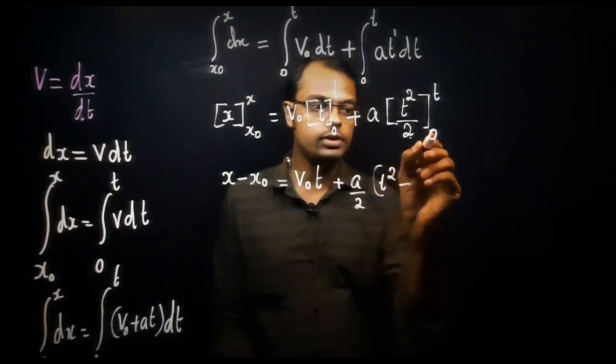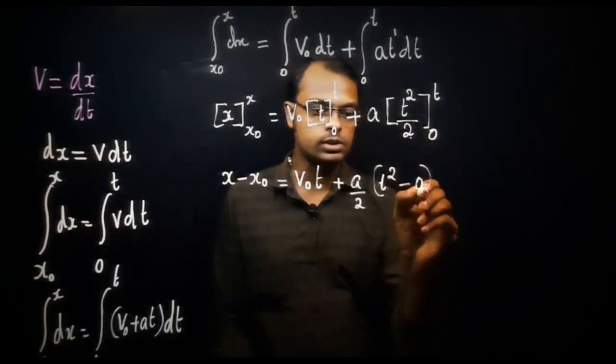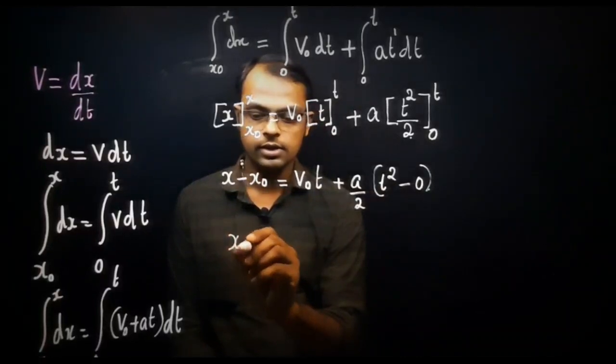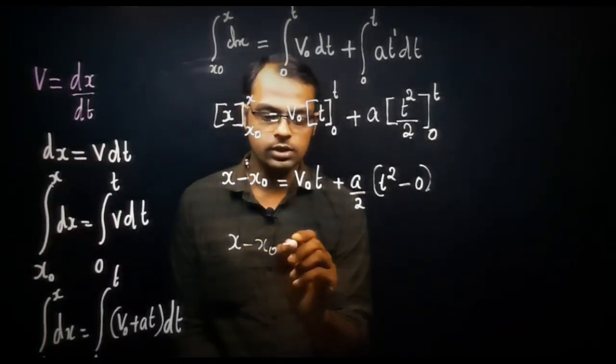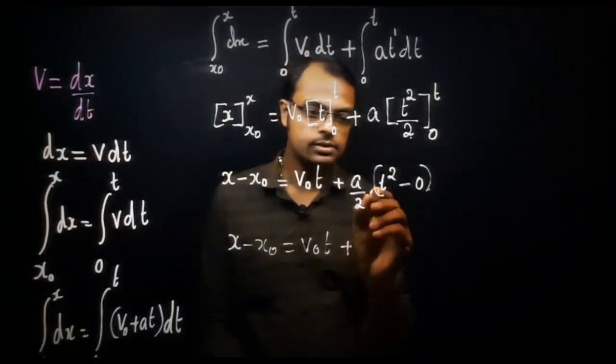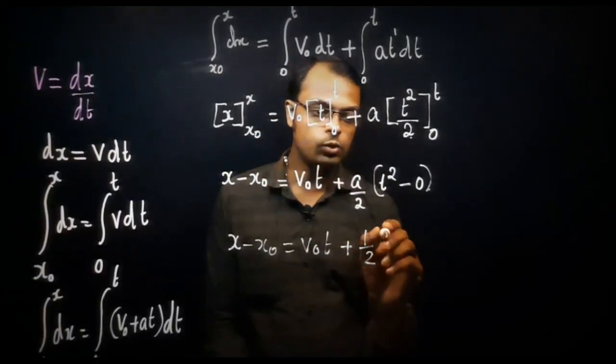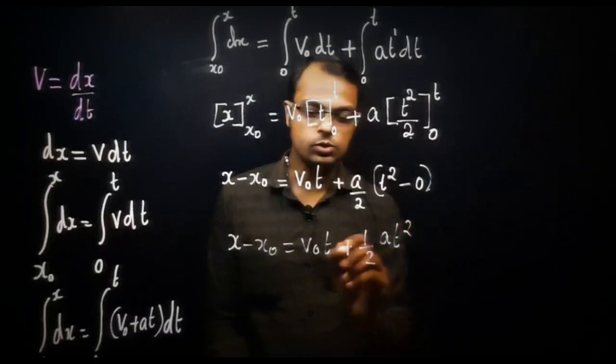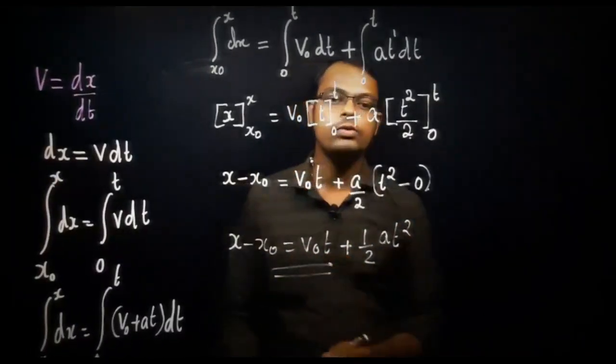minus what is the lower limit? 0 only, right? So it becomes 0. So what is the final equation here? x minus x0 is equal to v0t plus, you see this one, half into a into t square. So this is the second equation of motion.